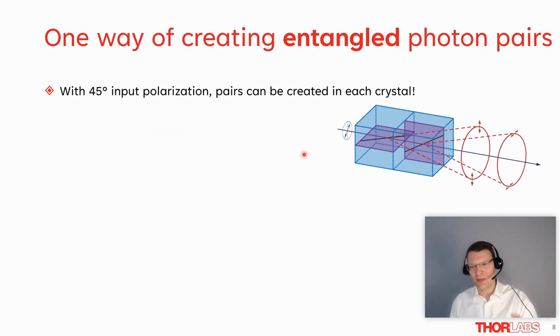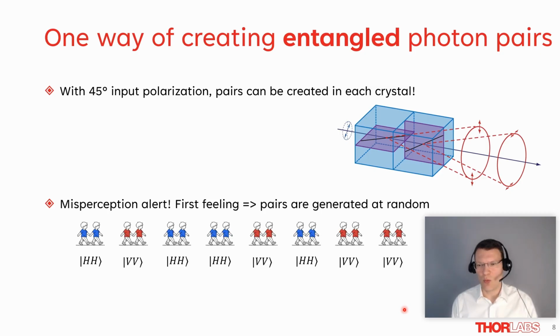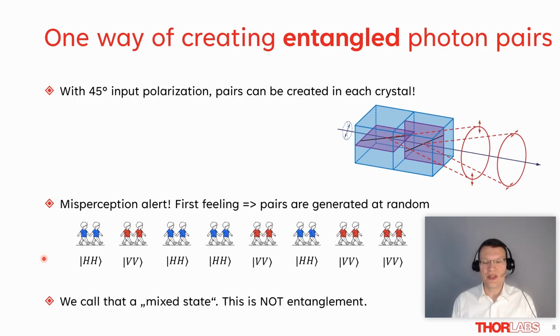If I'm now rotating my pump polarization by 45 degrees, then I can generate pairs in both crystals. Now this is already a danger for a misperception. What you might think now is that when I'm sending in the pump light, I'm just generating pairs at random. So, right, just a random assortment of HH and VV polarized pairs coming one after another. This is something that you can prepare as well, but this is something that we would call a mixed state.